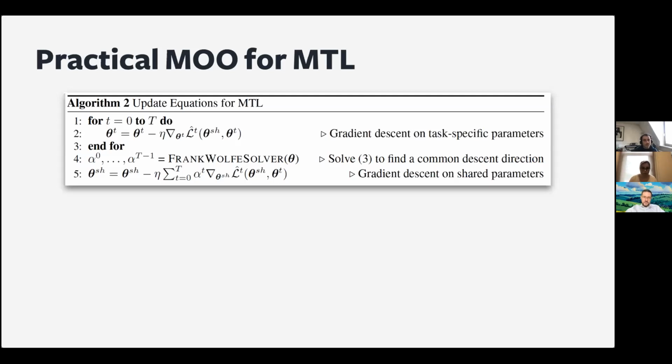And what you do is, you basically look at the task-specific parameters. You just compute those gradients. And then you compute the gradients over the shared parameters. And then you apply the Frank-Wolfe solver, which we detail in the paper. And then you compute these weights. And then you use these weights to make a weighted update over the gradients. And you can prove that this will lead you to Pareto stationarity.